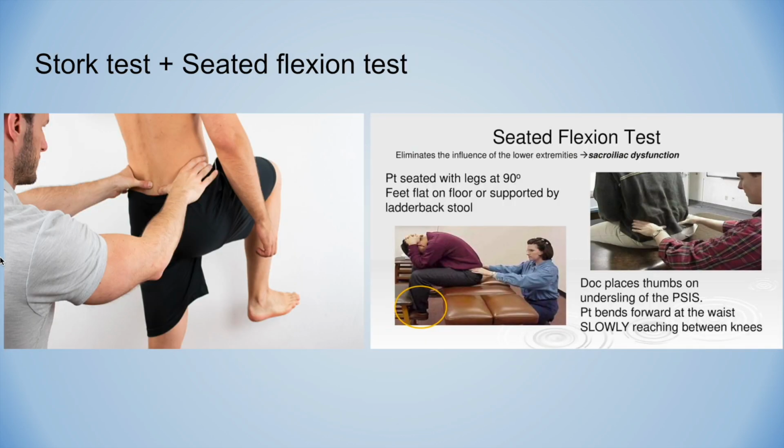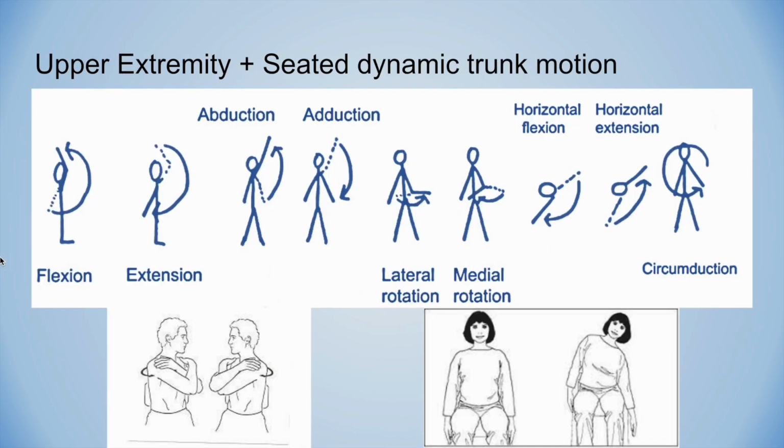And then you could do a seated flexion test, and a similar idea here, feeling that PSIS as the patient sort of forward bends, and you're feeling for motion at the PSIS there, and then better able to isolate sacroiliac dysfunction. And then the stork test here, stepping up on one foot, and then the other looking for changes in the PSIS height. Then moving to the upper extremity, including some seated dynamic trunk motion.